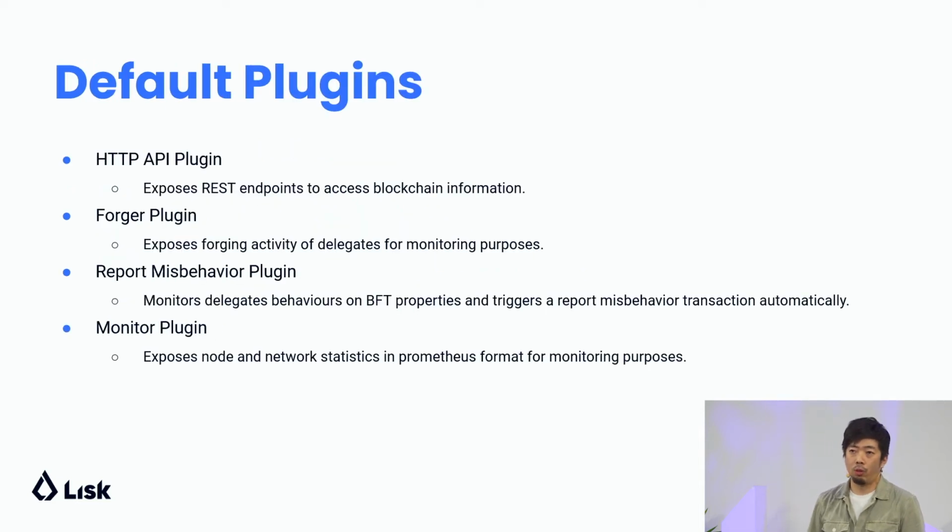We now also have plugins: HTTP API plugin, which exposes basic blockchain information through REST API format; Forger plugin, which tracks the forging activity; report misbehavior plugin, which observes the network and automatically detects the misbehavior and sends the transaction; and monitor plugin, which we use during the QA, which tracks the node activities and exposes them in Prometheus format.